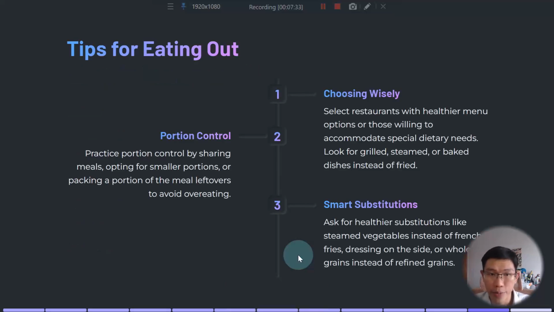When we're eating out, there are a few pointers here. One is to select restaurants with a healthier menu, and also choosing food preparation options that do not include deep frying. You can practice portion control by adhering to the healthy plate. And two, when you have a Western kind of meal, instead of deep fried French fries, you can opt for extra salad.